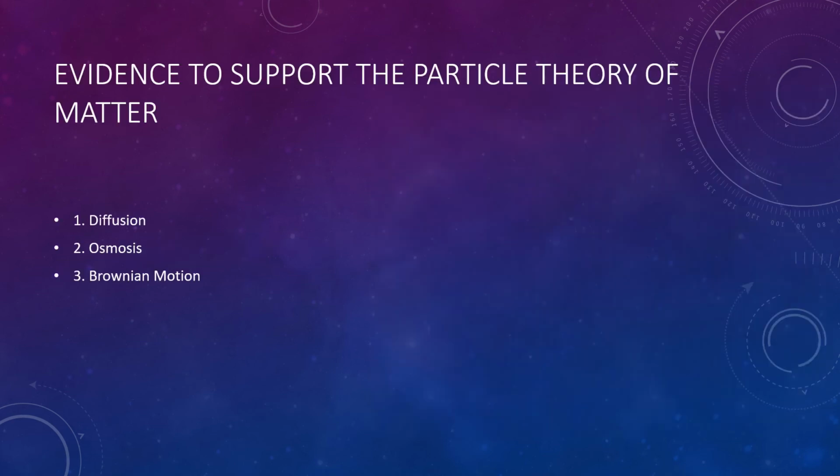Now, because the particle theory is something which we believe to be true, we have to have some amount of evidence to support that theory. Three pieces of evidence come in the form of diffusion, osmosis, and Brownian motion. Those pieces of evidence are things which we can see in our everyday lives. We will look at these individually in a different video, but for now, we will just refer to them as evidence which we use to support the particle theory of matter.